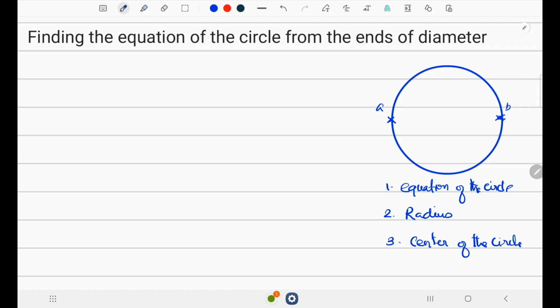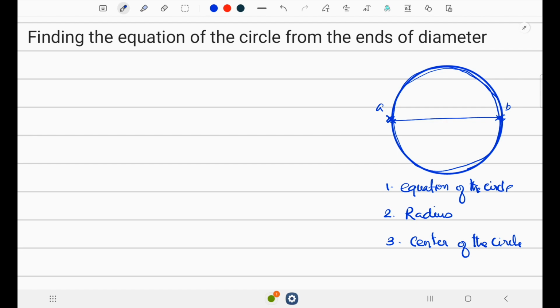Before going to the small example: find the equation of the circle from the endpoints of the diameter. If this is the endpoint of the diameter, we need to find the equation of the circle. If you are given two points on the circumference, which is the circumference here? This is the circumference, the outer line. If you are given two points on the circumference that are the ends of the diameter of the circle, then the center of the circle can be found by determining the midpoint of the two points.